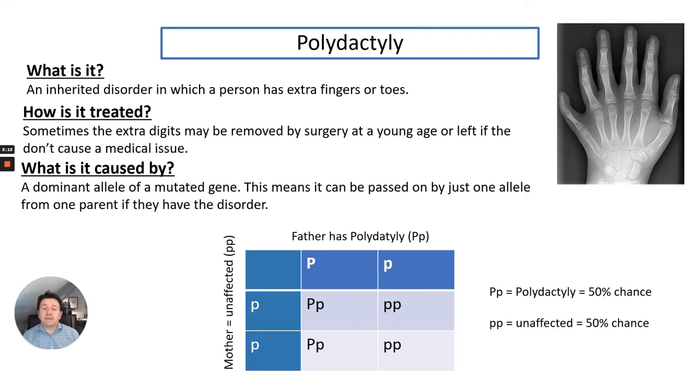Polydactyly is an inherited disorder in which a person has extra fingers or toes. Sometimes the extra digits can be removed by surgery, usually at a young age, or if they don't cause a medical issue, they will be left. It's caused by a dominant allele of a mutated gene. So this means it can be passed on by just one allele from one parent if they have the disorder. In this Punnett square example, you can see the mother is unaffected, but the father has the condition because they have one dominant allele. So there's a 50% chance of having the disorder and a 50% chance of being unaffected.